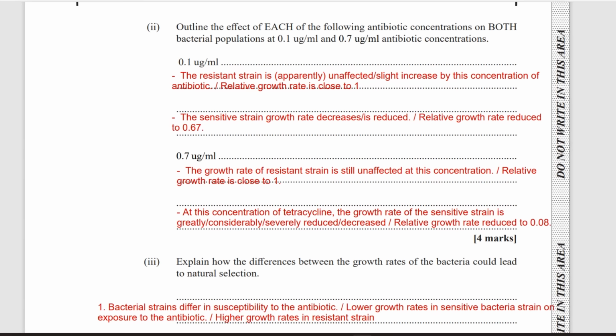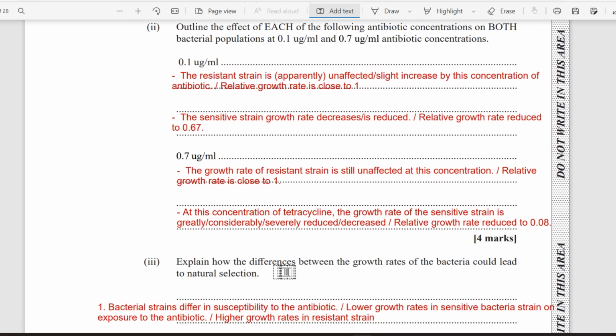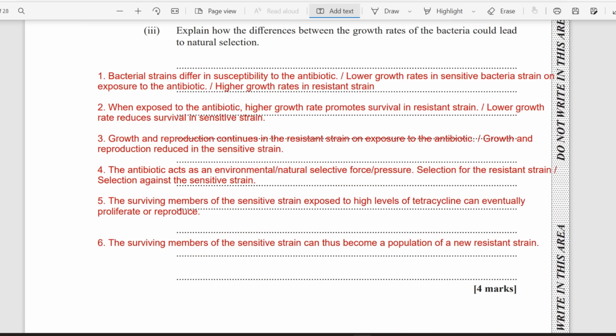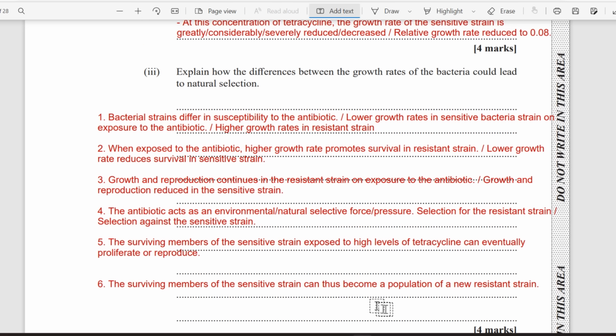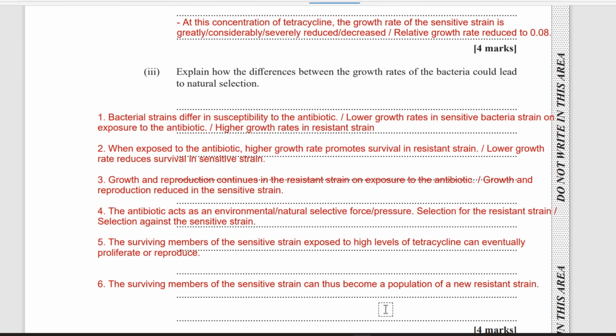Alright, so look at question 3. Explain how the differences between the growth rates of the bacteria could lead to natural selection. Well, 4 marks, you're going to have about 4 of these points here. It's easy. If you don't kill something, you're going to make it stronger. That's natural selection, right? Survival of the fittest. It's going to become stronger and more familiar with the antibiotic, and eventually you're going to have a problem.